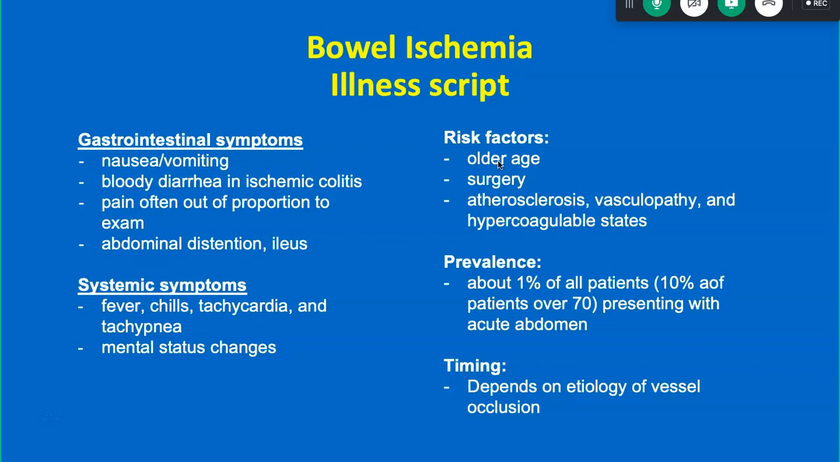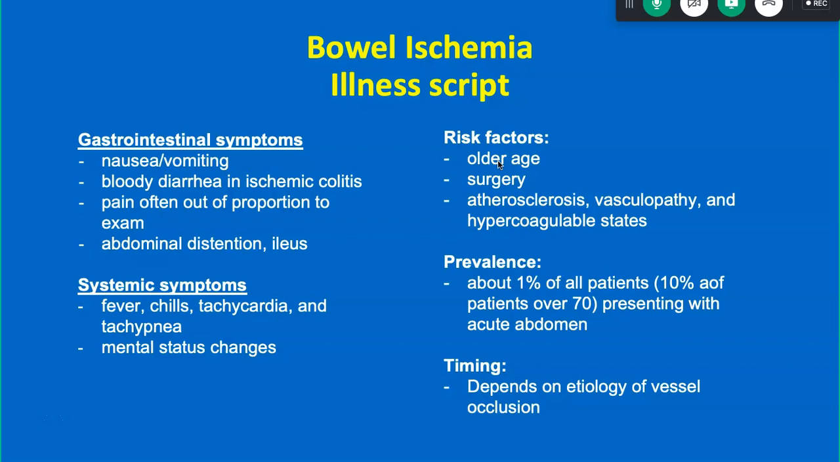And especially in mesenteric ischemia, you'll see what's called pain out of proportion to exam. So the patient's complaining of very severe pain. When you examine the patient and palpate, it's not quite so tender, but they have severe pain. And you can see this progress to having significant abdominal distension, partly secondary to ileus.